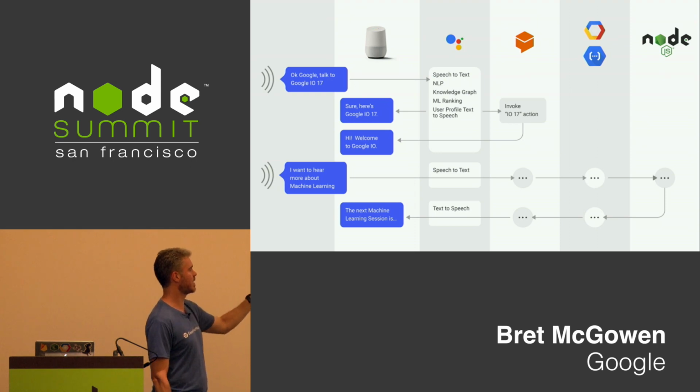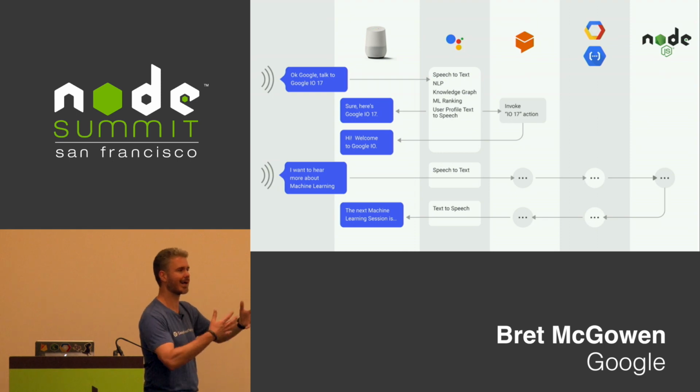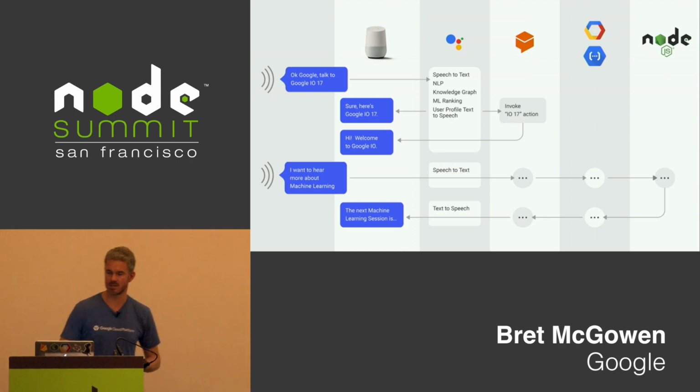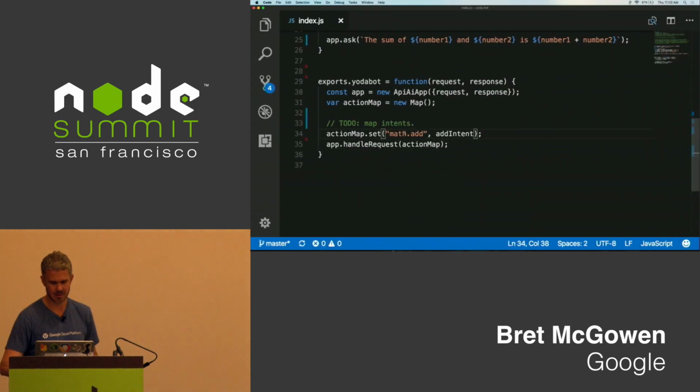So now let's say something specific, like I want to hear more about machine learning. And it'll go through a similar process where API.AI will transcribe it, extract all the entities, run your custom logic, and then respond all the way back with the next machine learning session is blah, blah, blah, blah. So this was an app we built for figuring out how to get around Google I/O and what sessions you might want to attend. So let's see if that deploy finished.